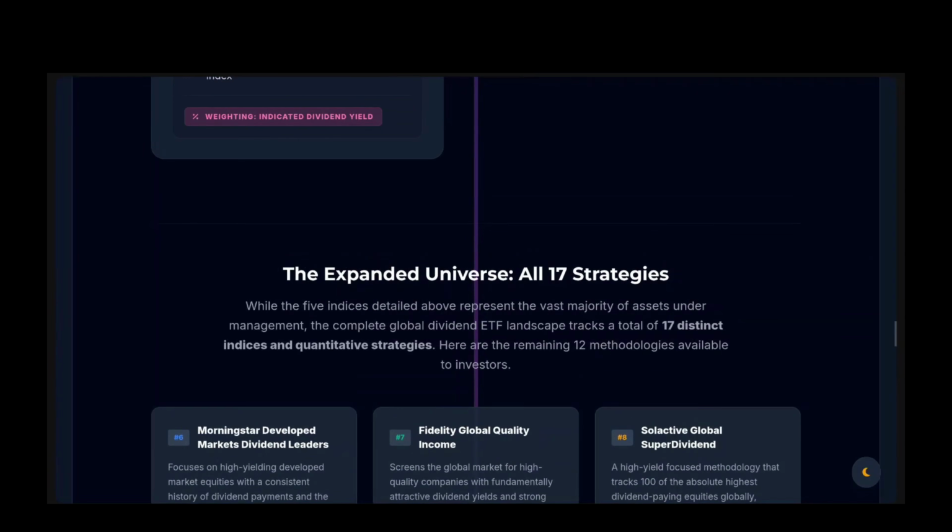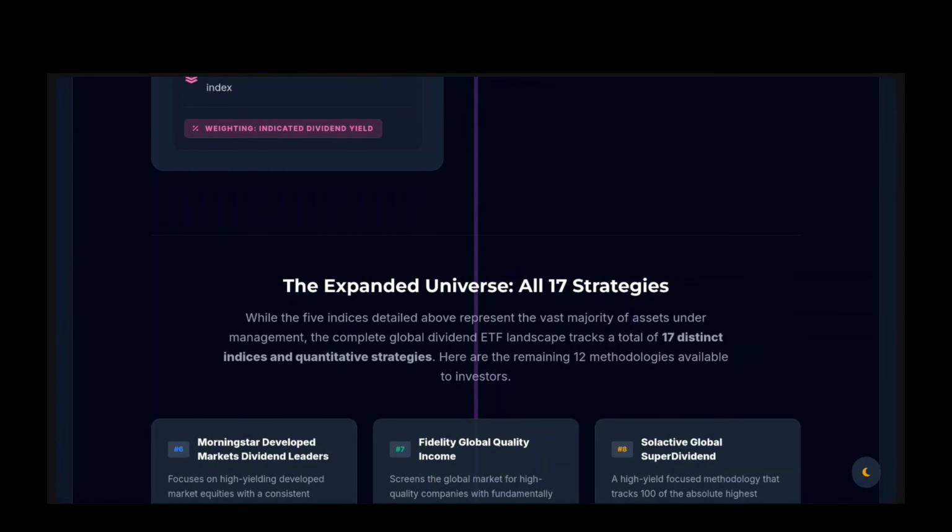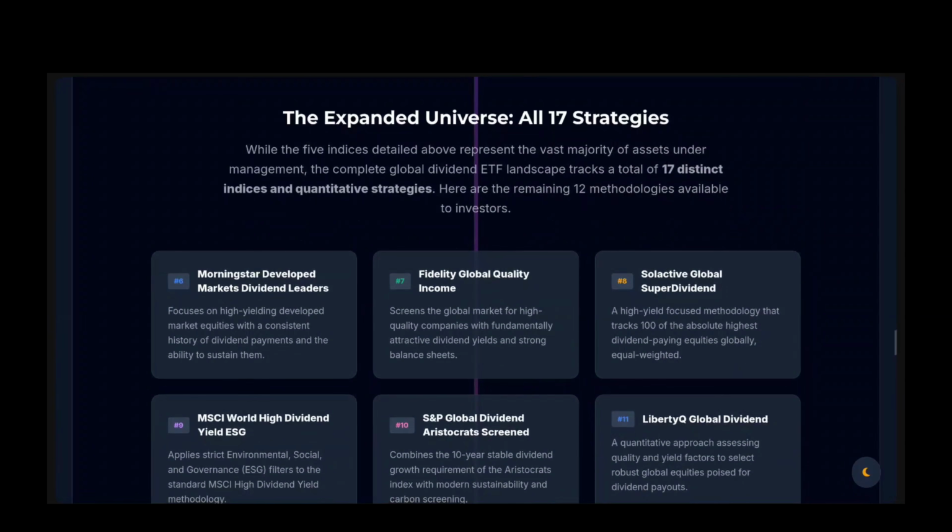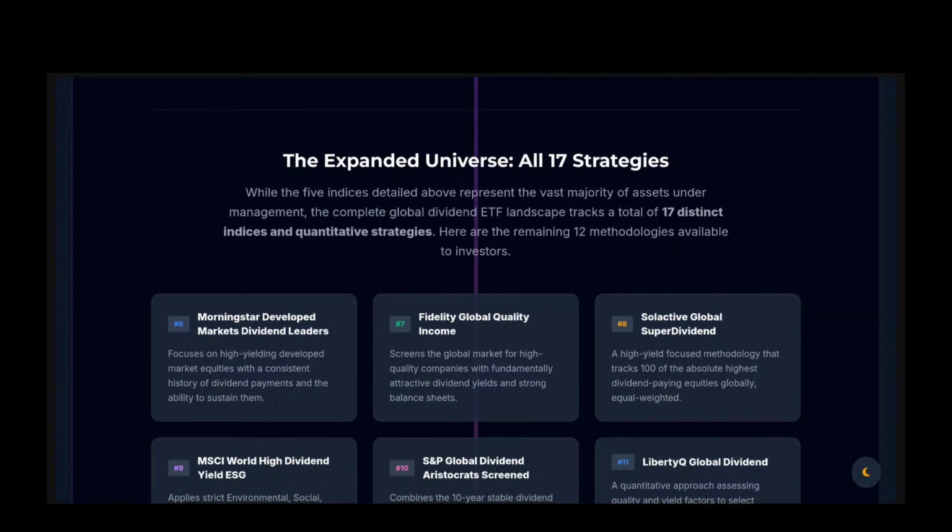Okay, now, as I said, there are a lot of strategies in this space, and I've covered the 5 main ones. So what we're now going to do is cover off the remaining 12 methodologies. Let's start off with the Morningstar Developed Markets Dividend Leaders. So this focuses on high-yielding developed market equities with a consistent history of dividend payments and the ability to sustain them.